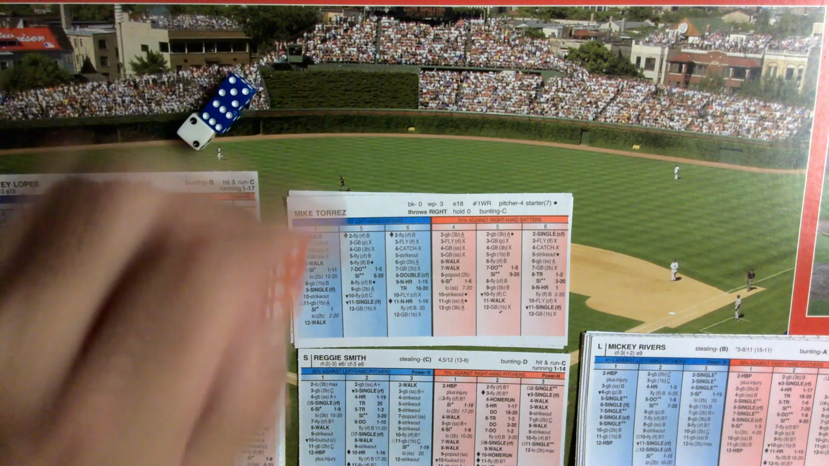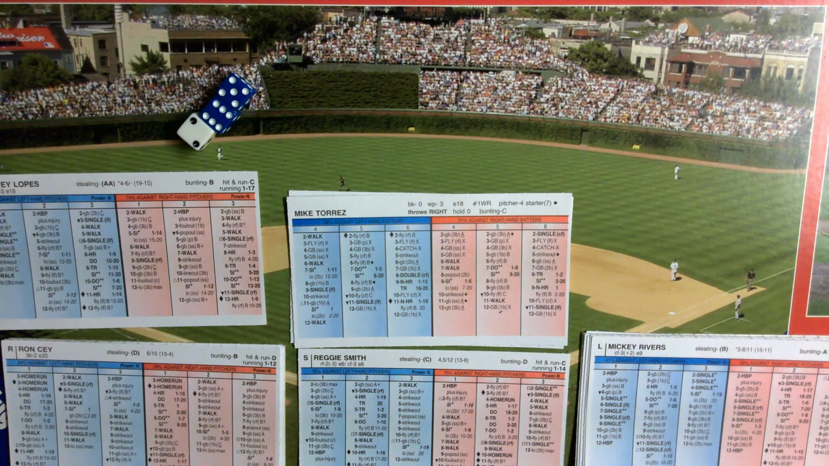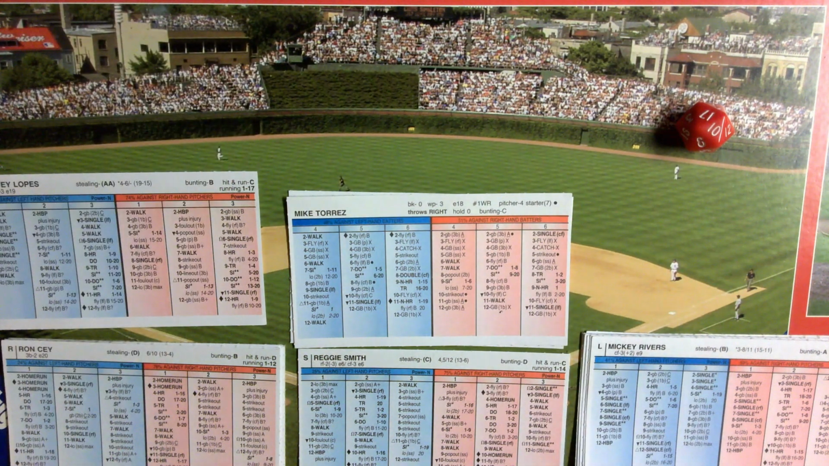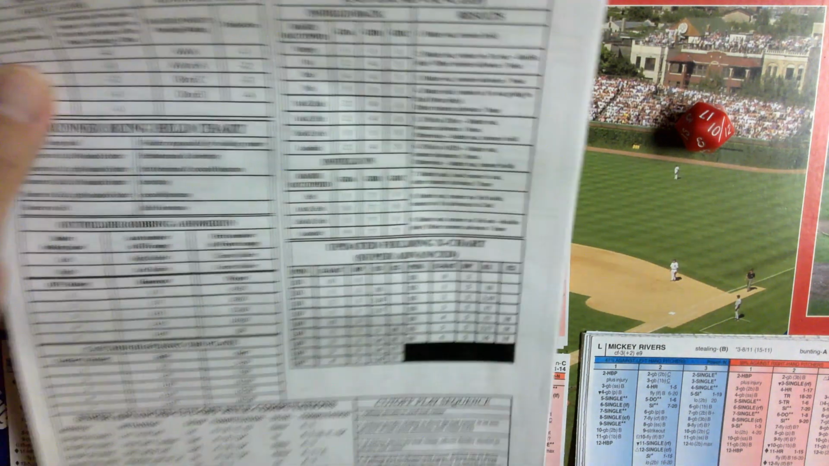So we're going to look at the ballpark effects for a left-handed hitter. A little bit easier than the righties. On a 1 through 10, it's a home run to right field. And that's a 10. So, because we are playing the super advanced rules, it doesn't end there. So we get a little bit of drama.